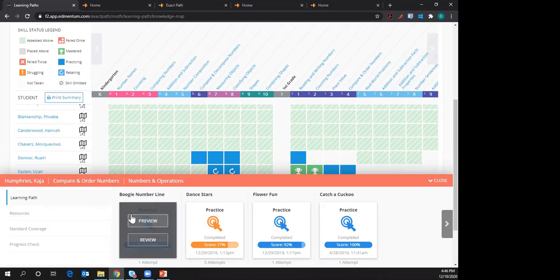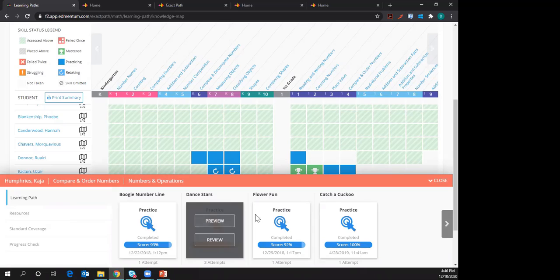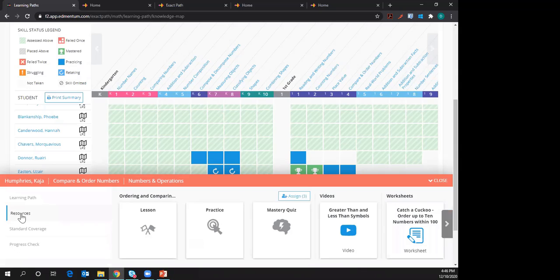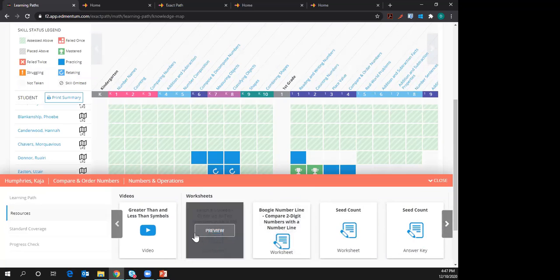If I want to view the practice activities or view the lessons that the student is going through, I can do that, perhaps on my own, or perhaps I can view them again with the student. Under resources, I have additional lessons and videos and worksheets. As you can see here, these are all printables, right? So these worksheets and answer keys are printables that I can take a look at online, or I can print them off and do them by hand as well.